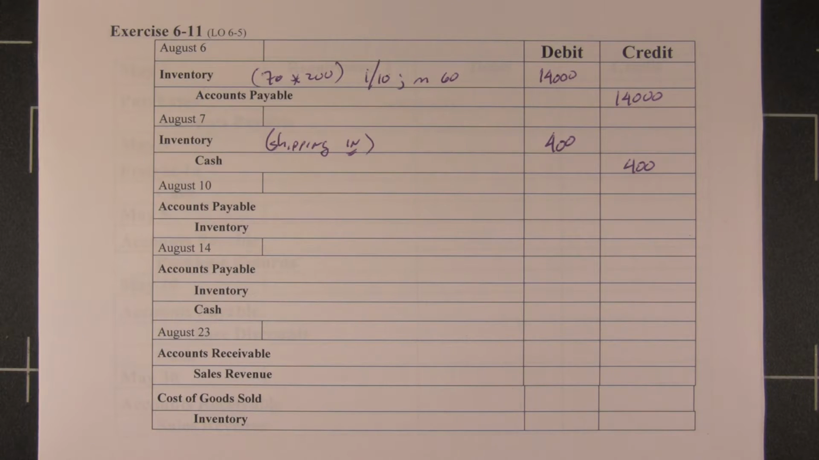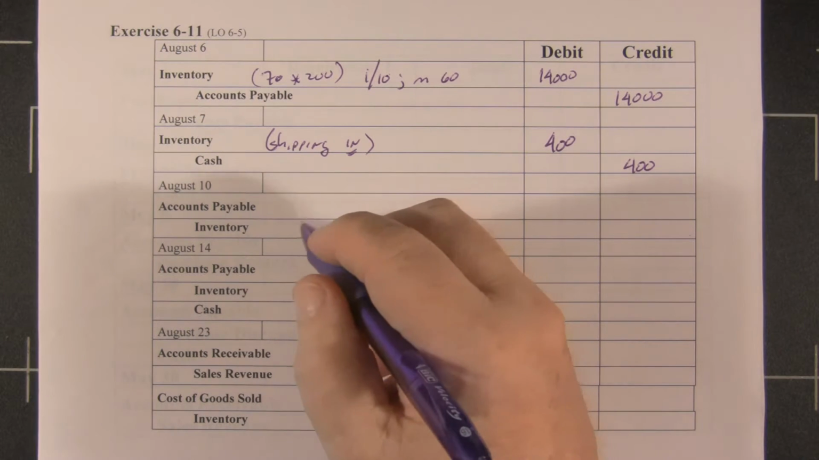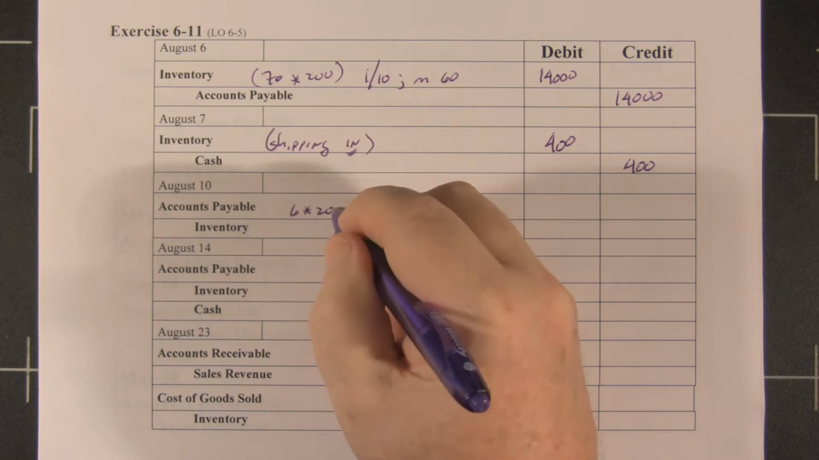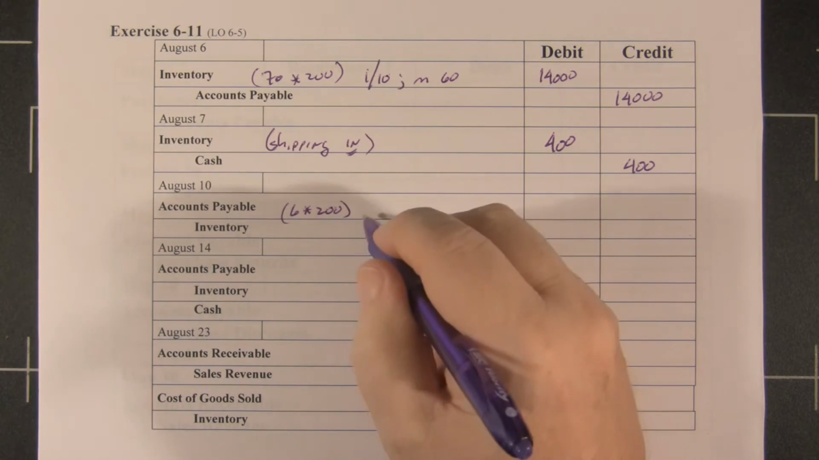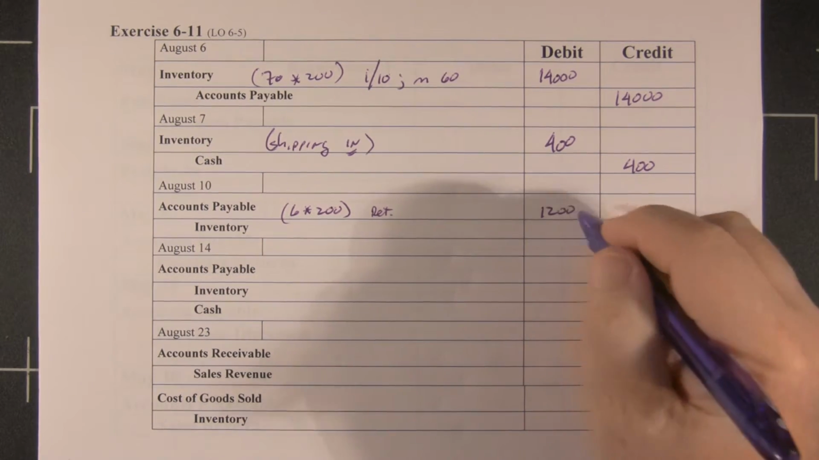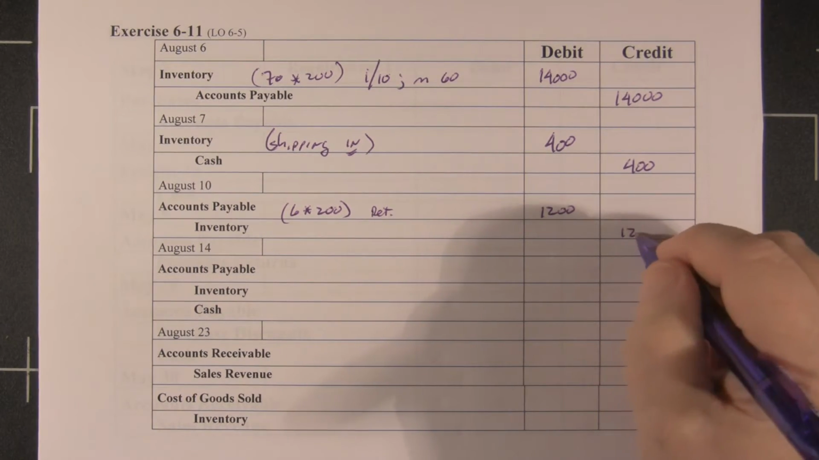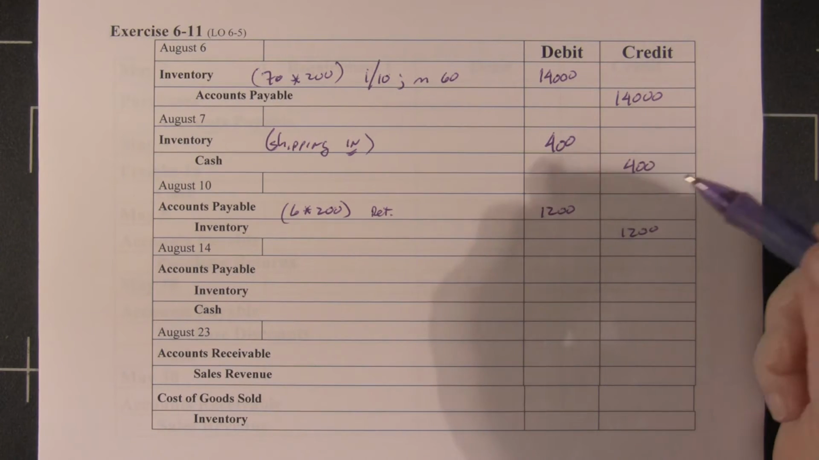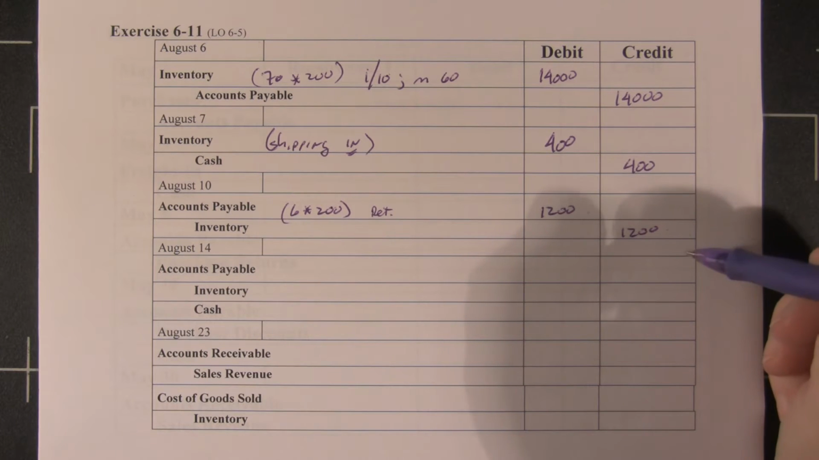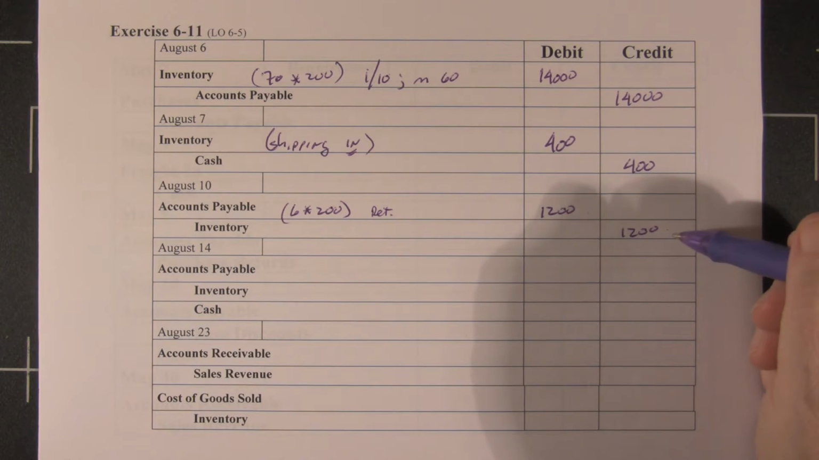Now, on August 10th, we had some units that were defective, so we sent 6 of them back. So we're going to return 6 units at $200, so that's $1,200. And we reduce our inventory by $1,200. We owe them $1,200 less, and we have $1,200 fewer games in stock.